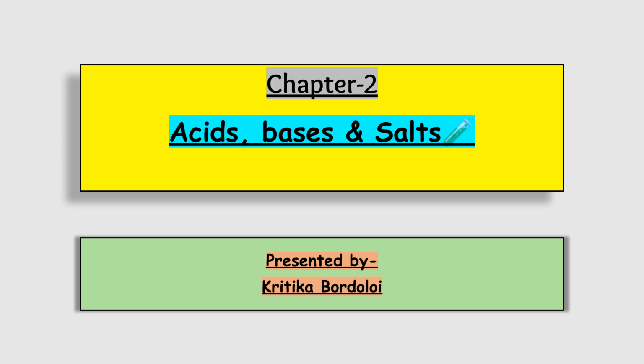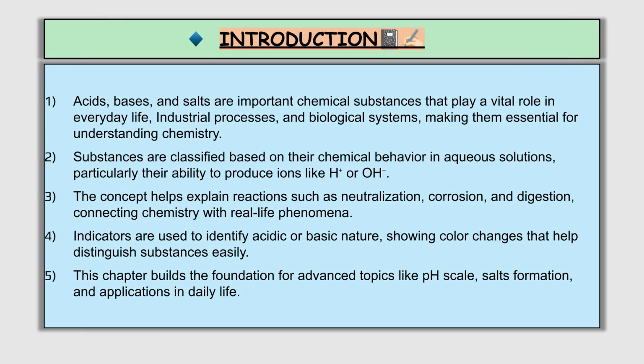So, today we are going to discuss Class 10 CBSE Boards, Chapter 2, Acids, Bases, and Salts. Acids, bases, and salts are vital chemicals in daily life, industry, and biological systems. They are classified by their ability to produce H+ or OH- ions in water. This video explains reactions like neutralization, corrosion, and digestion, using indicators to identify acidic or basic natures. It sets the groundwork for topics like the pH scale and daily applications.